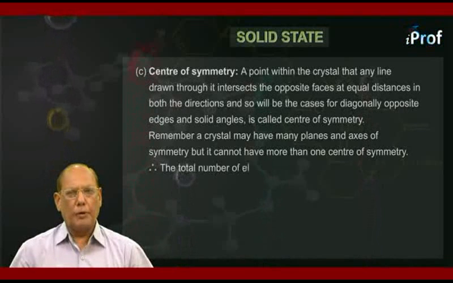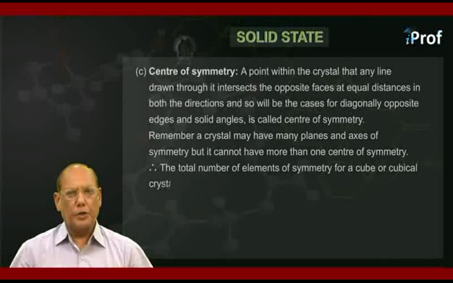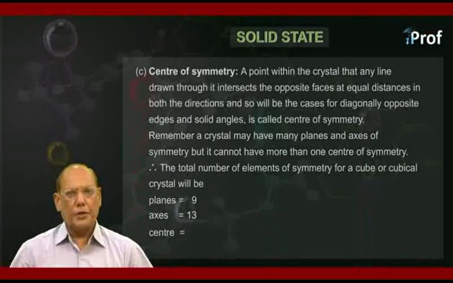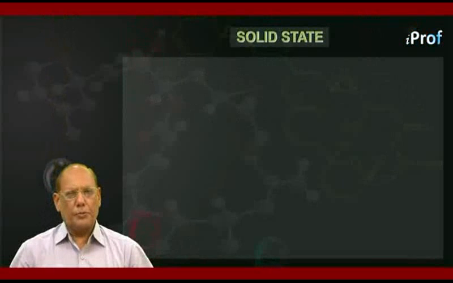Therefore, the total number of elements of symmetry for a cube or cubical crystal will be planes equal to 9, axes equal to 13, center equal to 1, so that the total is equal to 23. Now we come to the next major article.